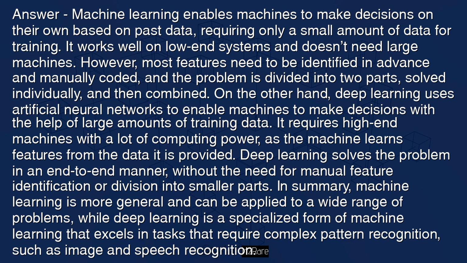Answer: machine learning enables machines to make decisions on their own based on past data, requiring only a small amount of data for training. It works well on low-end systems and doesn't need large machines. However, most features need to be identified in advance and manually coded, and the problem is divided into two parts, solved individually and then combined.